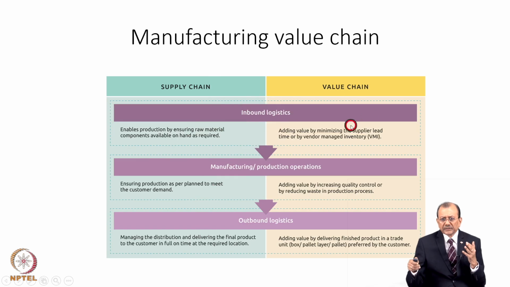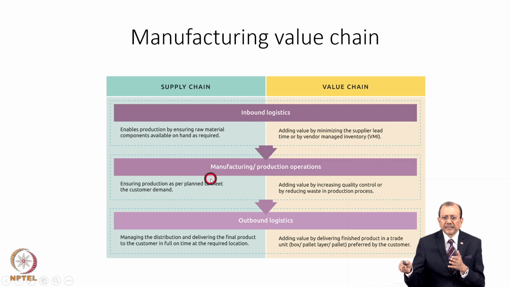While on the value chain side, whatever you are bringing into the company should add value. It should be useful for your manufacturing process, which is the next process. So adding value by minimizing the supplier lead time or by vendor managed inventory. It means one side you are managing the supply side, and on the other side whatever supply you are getting should also add value to your company. It should suit the manufacturing requirement of the company.